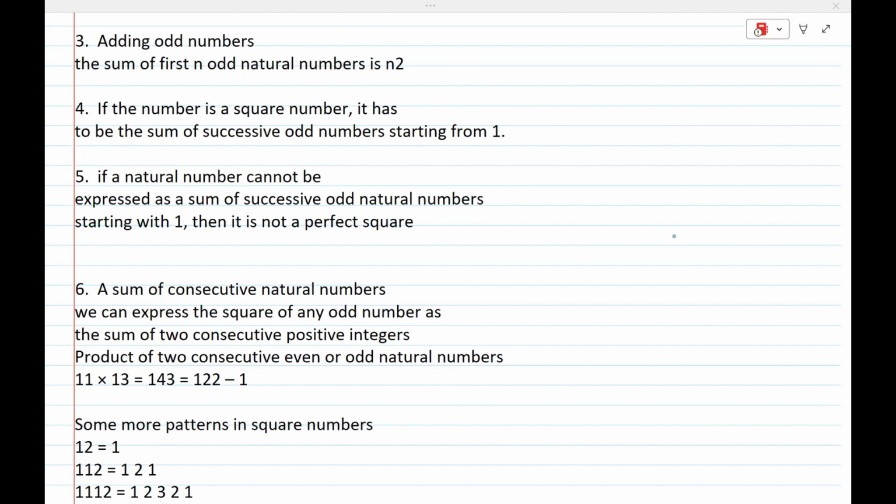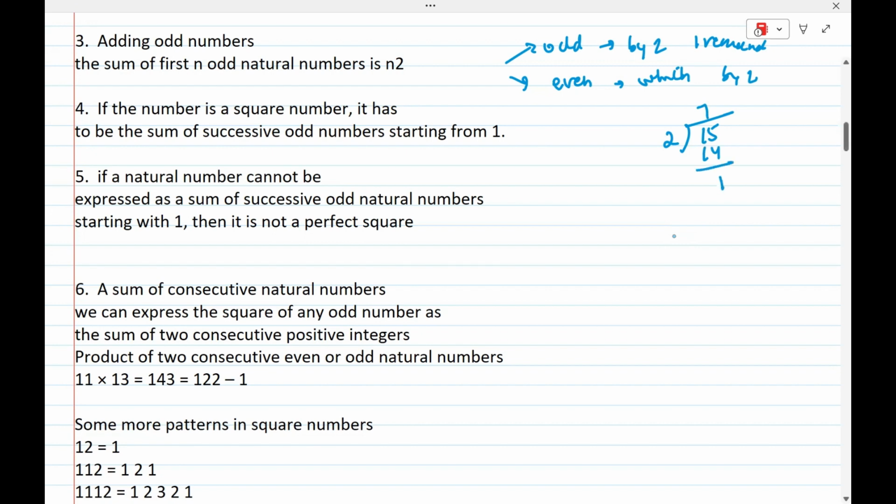See the next concept, the next property of squares and square roots: adding odd numbers, the sum of the first odd natural numbers. Odd number is what? There are two types of numbers, one is odd and another is even. So what is an odd number? The one which, when we divide it by 2, leaves 1 as remainder. And even is the one which gets divided by 2 exactly. For example, take 15. When I divide it by 2, what will I get?